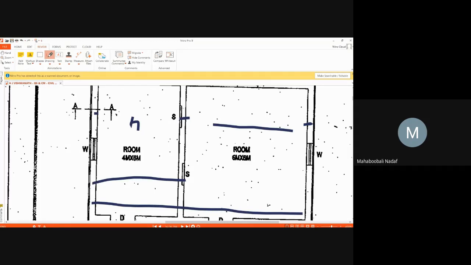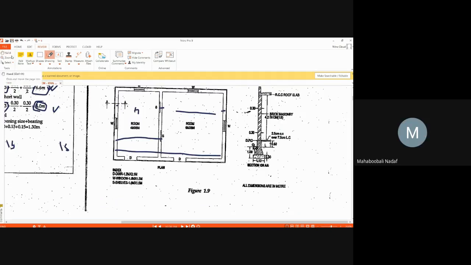Is that clear now? Yes, sir. Now it is clear. Okay. Now in this method we are using the center line method, so in the center line method we have to check whether any junctions are there. Yes, here one intermediate wall is there. So there are two junctions. You need to understand there are two junctions.